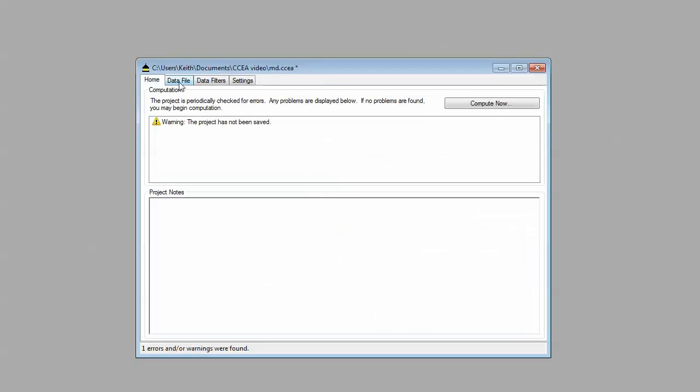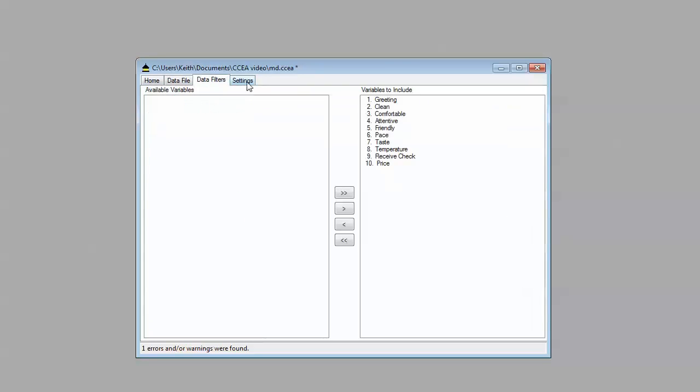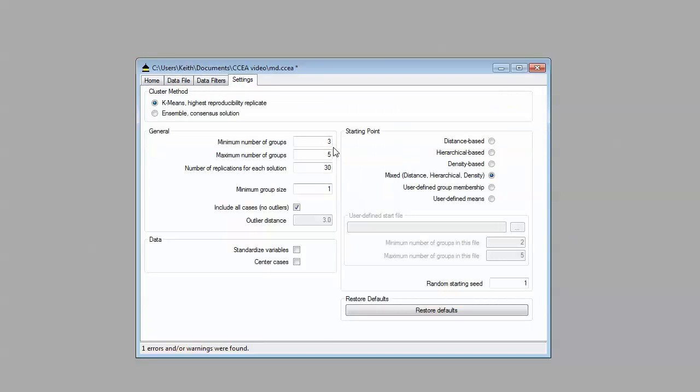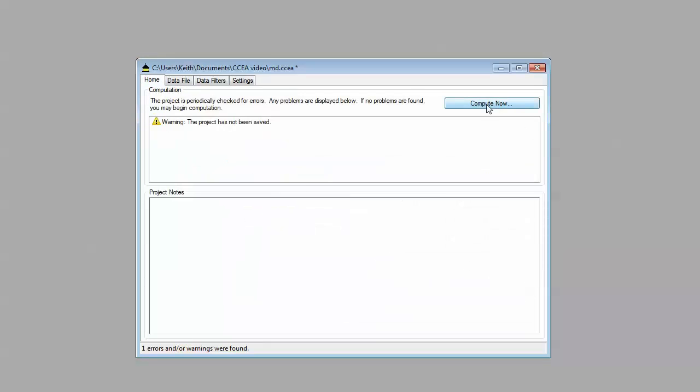And we've got our various things we can do here. So let's go into the settings here. Let's look at a 3 to 5 segment solution. Let's do 30 replications like I mentioned, and let's use that strategy where we're going to look at distance-based, density-based, and hierarchical solutions as inputs here. And so that's all set up. Now let's go and run the program.